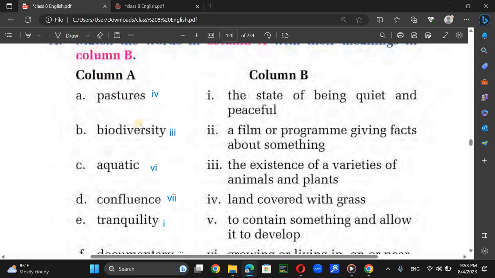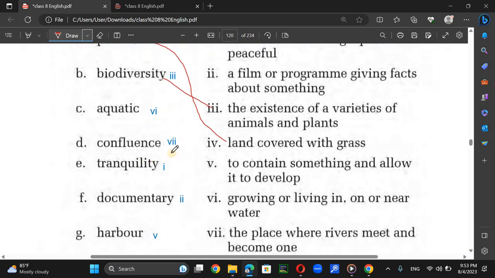Okay, next one, biodiversity. Biodiversity means the existence of varieties of animals and plants. Now, aquatic. Aquatic means related to growing or living in or near water. This is called aquatic. Growing or living in or on or near water.